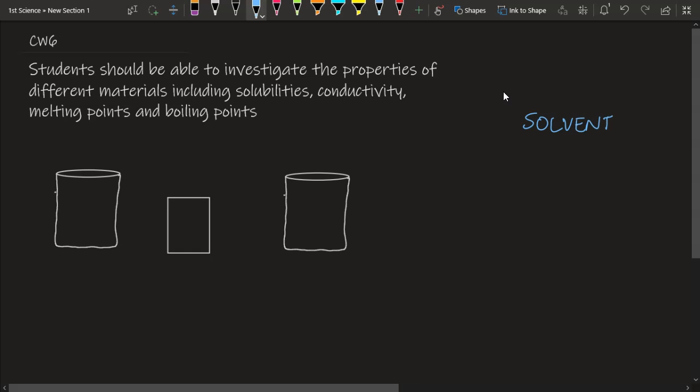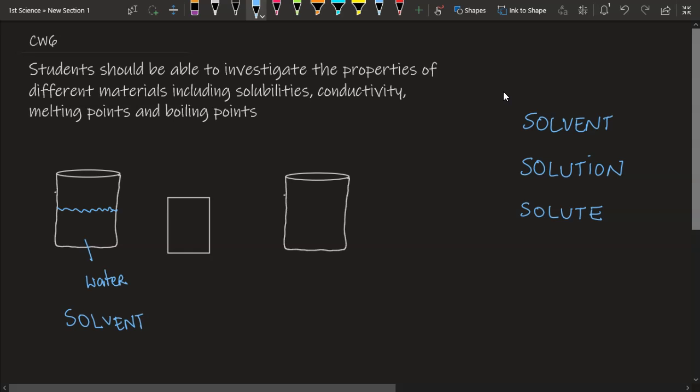We're going to look into the word solution. And we're also going to look into the word solute. So you need to know the difference between these. Let's take, for example, a cup of water or a beaker of water, whatever the case might be. We're going to label this as water. This is called the solvent.